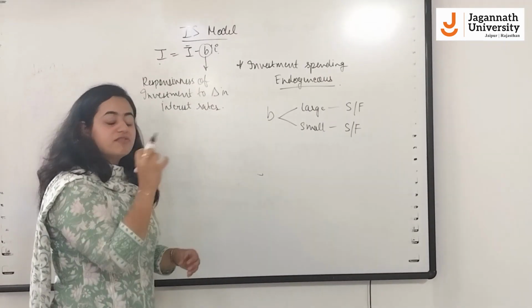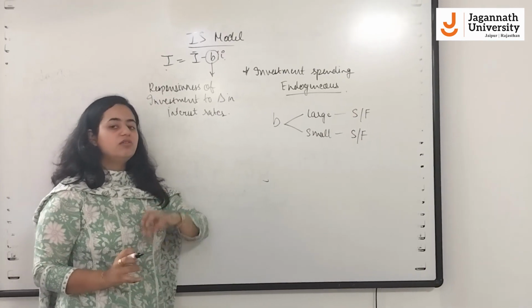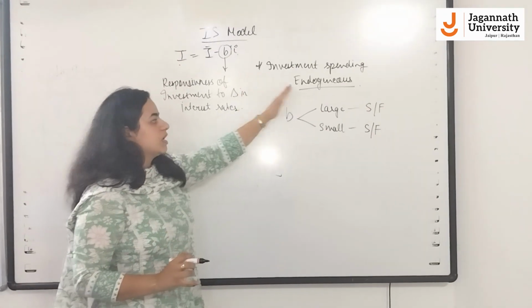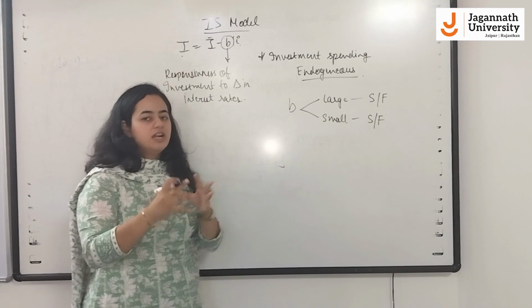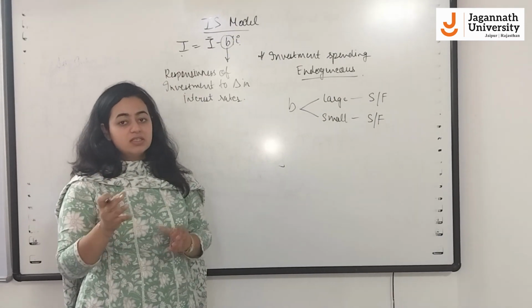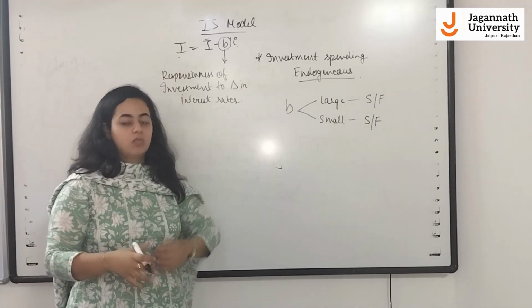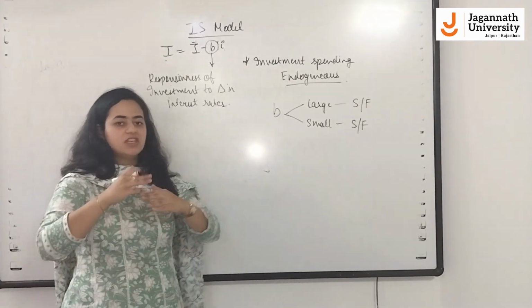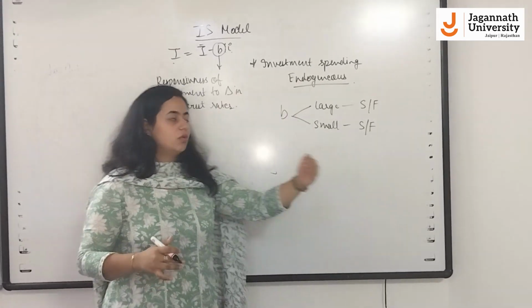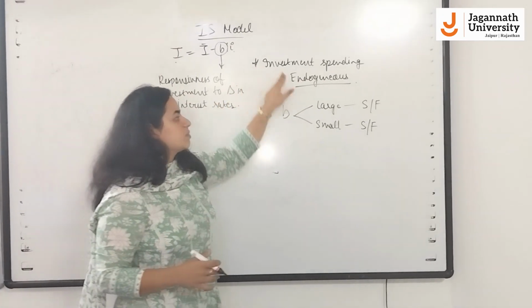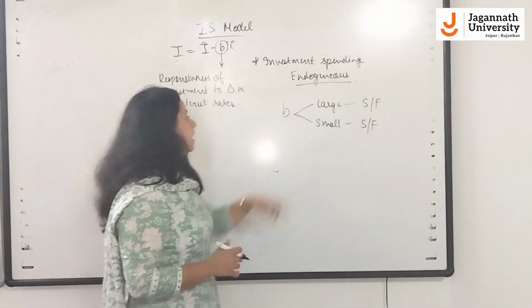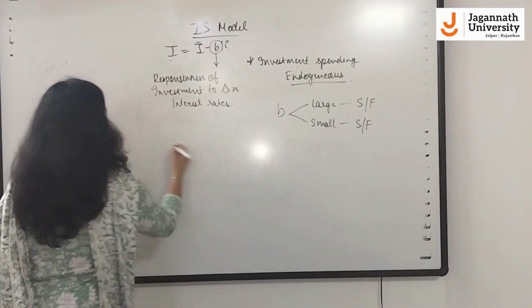Here, because we have converted investment into a functional form, it has become endogenous. What are endogenous variables? Variables that are a part of the model. What are exogenous variables? Variables that are outside the model. So investment spending has become an endogenous variable. Now let us plot this.